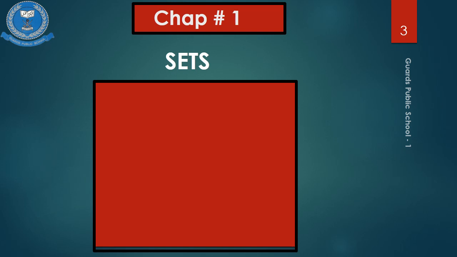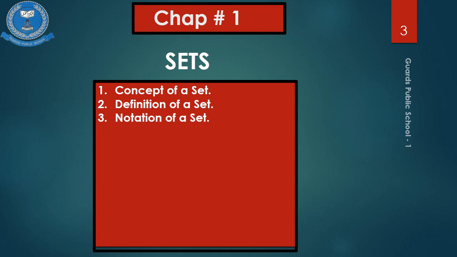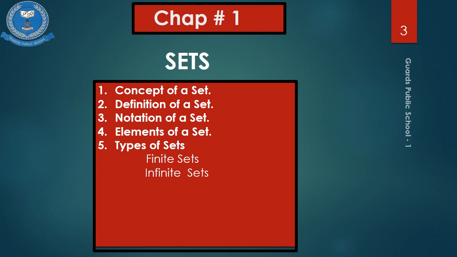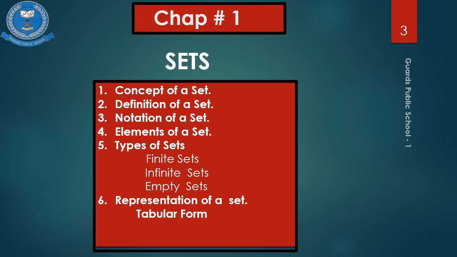In this chapter, you will study the concept of a set, definition of a set, notation of a set, elements of a set, types of set, which includes finite sets, infinite sets, empty sets. Then representation of a set, which includes two methods: tabular form and descriptive form.